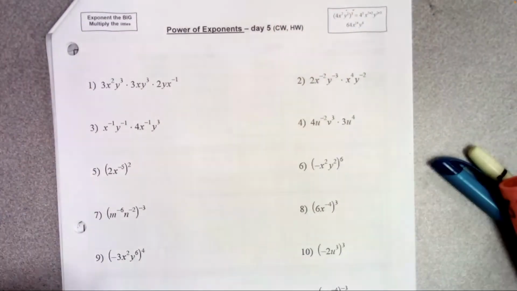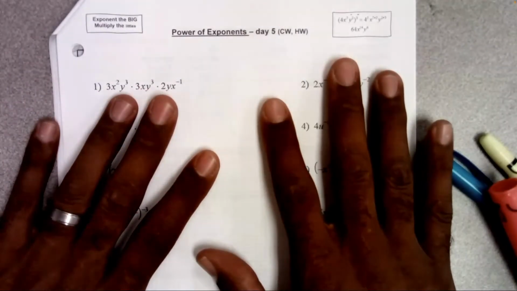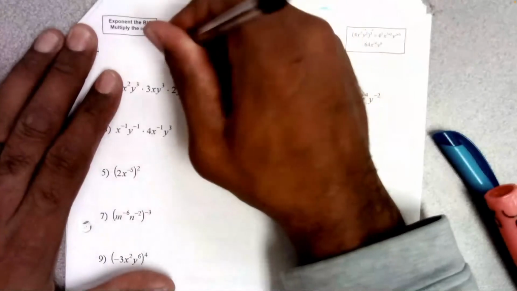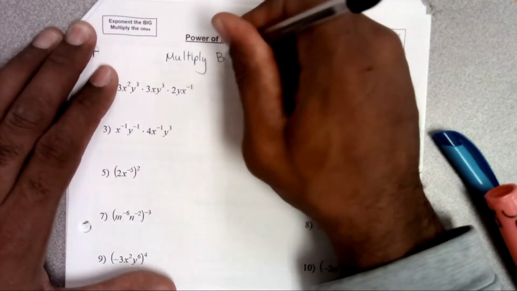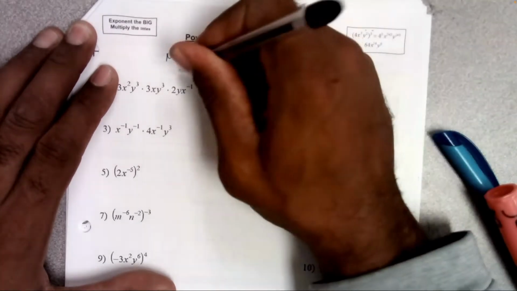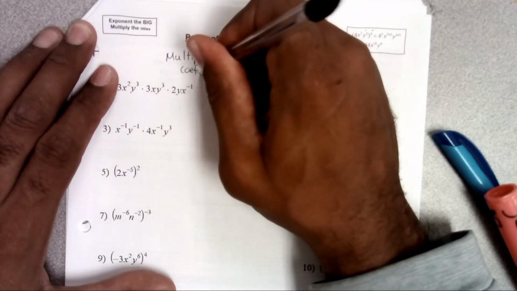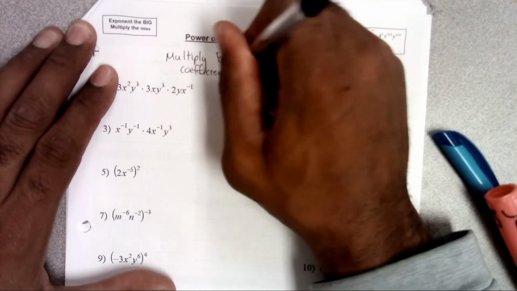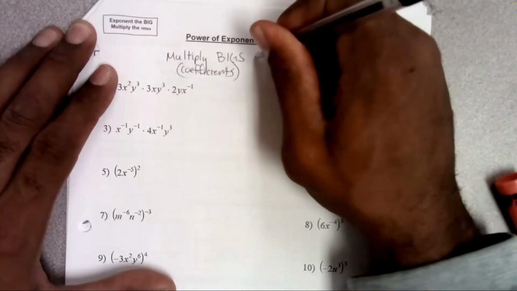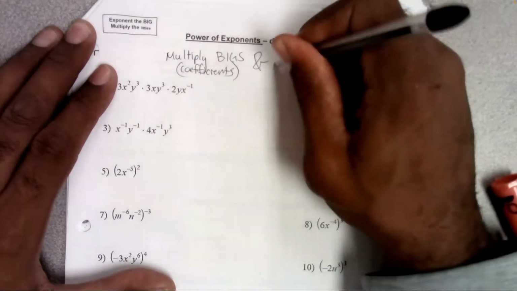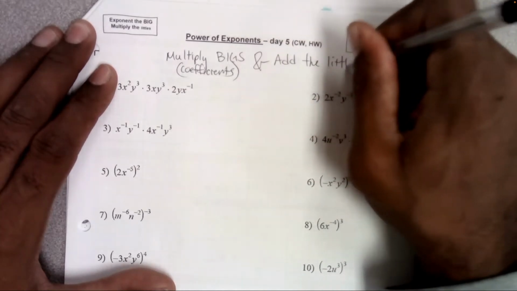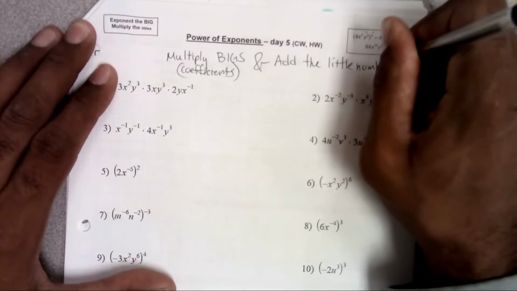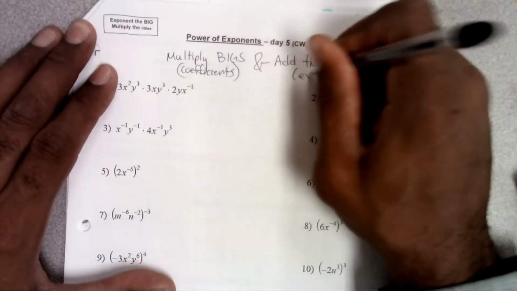Okay. All right. So remember, this is multiplying exponents. This is just like what we did the other week. So just remember, we want to multiply the bigs, or remember we call those the coefficients. And then we want to add the little numbers, or what we call exponents.